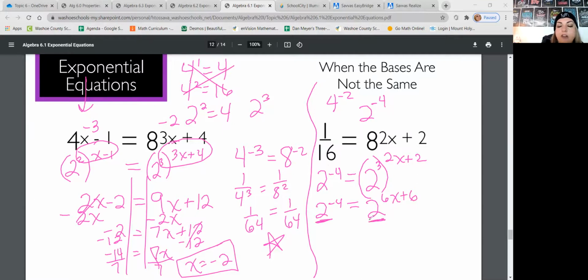Now our bases are the same, and we can just solve for x in our exponential equation. We are going to subtract 6 on both sides. 6x is equal to -10. Divide both sides by 6. X equals, this reduces to -5/3.